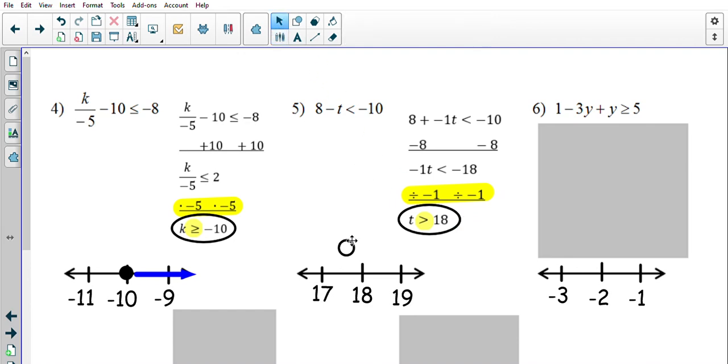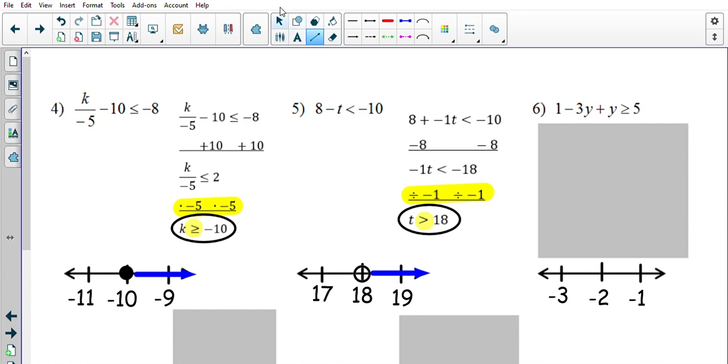This one, like our first 3, is an open circle. Watch your order of your numbers from least to greatest left to right, so 17, 18, 19. Since our final solution is t is greater than 18, we are going to shade to the right, just like this. All right, so now we're going to get into some more complicated inequalities.